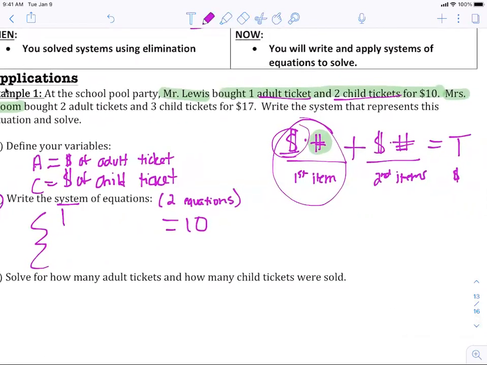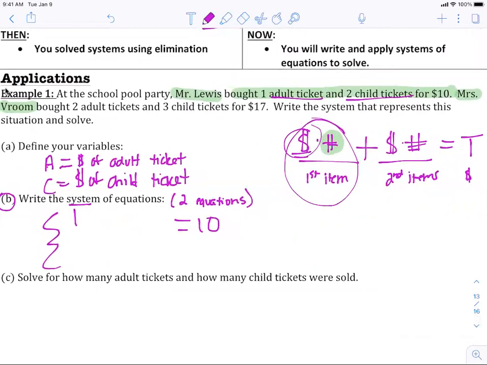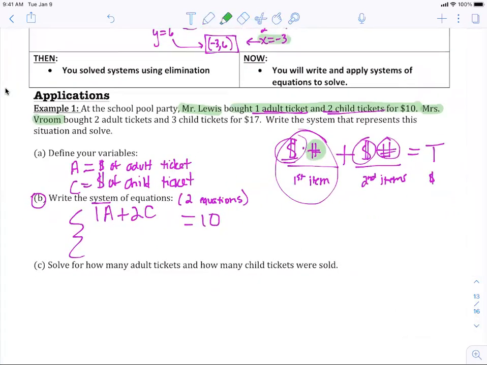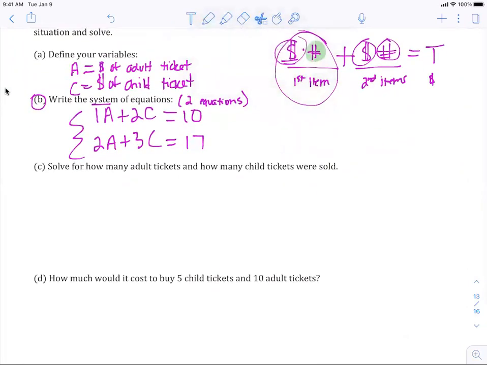And now you can fill things in. So for my first one, we know he bought one adult ticket, but we don't know the price, so we're just going to use our variable in place of it. And for child's tickets, we know he bought two of them, but we don't know the price. So that's what C represents. And there's your first equation. And the second equation kind of follows suit. Mrs. Vroom says she bought two adult tickets and three child's tickets for a total of $17. So this right here is going to be the equation that we're going to go through and solve.